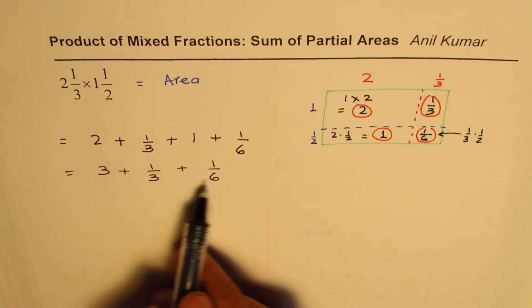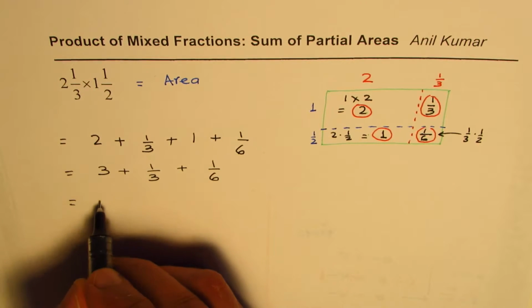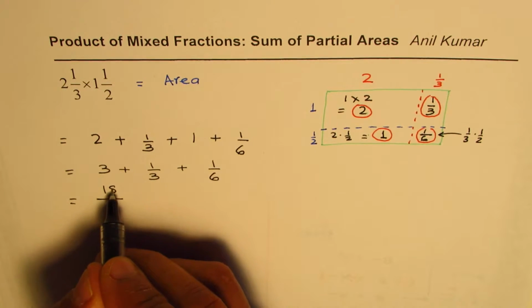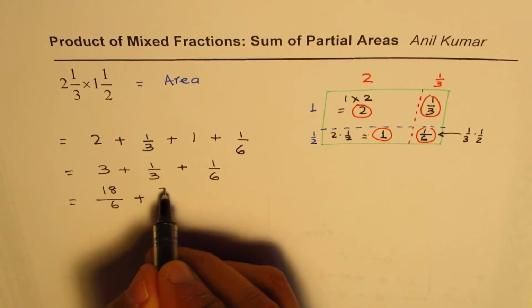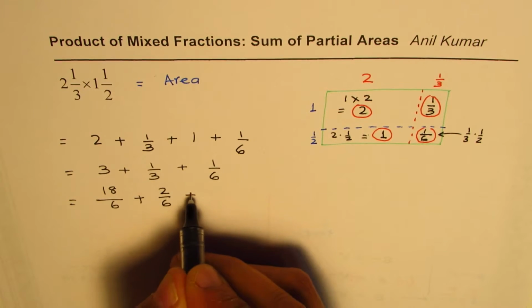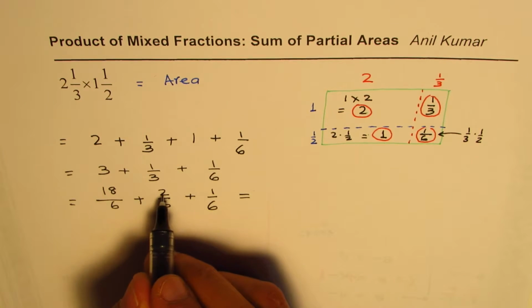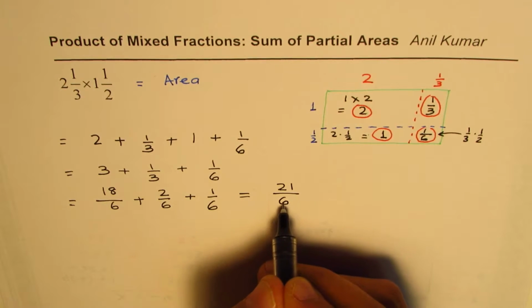Now we should write them with the same denominator. Common denominator is 6. To get 6, we'll have to multiply this by 6, right? So 18 over 6 plus this by 2, 2 over 6 plus 1 over 6. And that is equal to 18 plus 2 as 20 plus 1, 21 over 6.